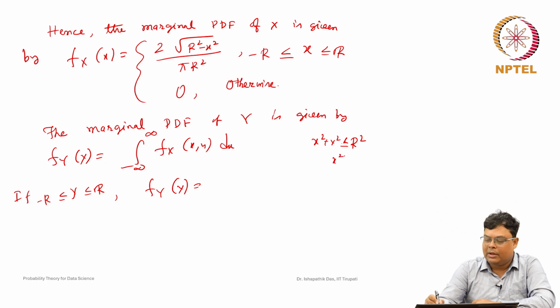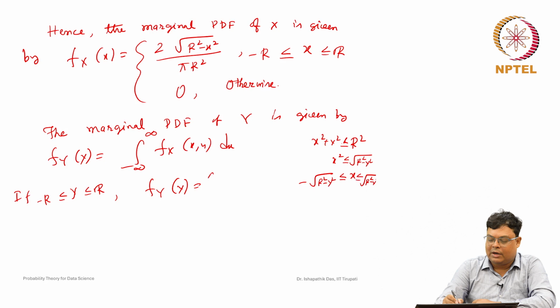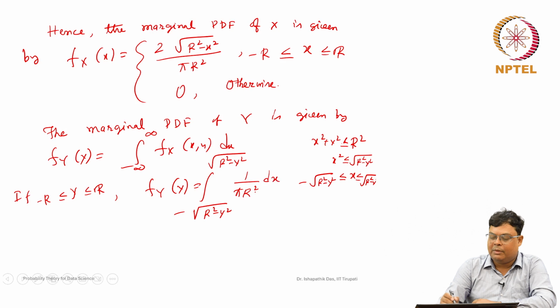So x square will be less than or equal to root over r square minus y square. Hence x will be greater than or equal to minus root over r square minus y square, and less than or equal to root over r square minus y square. So that means it is minus root over r square minus y square to root over r square minus y square, and 1 over pi r square is a constant, then dx. So if you do the integration, again similarly we will get 2 root over r square minus y square by pi r square.